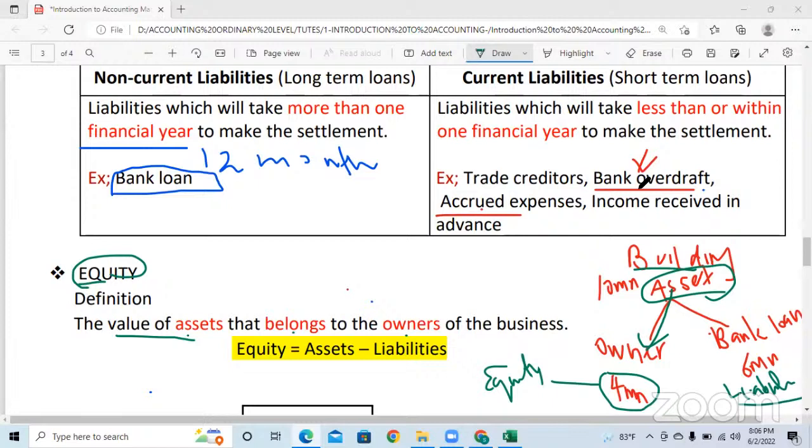Now what does equity mean? Equity, we say it is the value of asset. Asset is 10 million, but that only belongs to the owner. Guys, all the asset does not belong to the owner, because out of this 10 million asset, 6 million we took a loan. So what is the value of asset that belongs to the owner only? 4 million. So that is what we call equity.